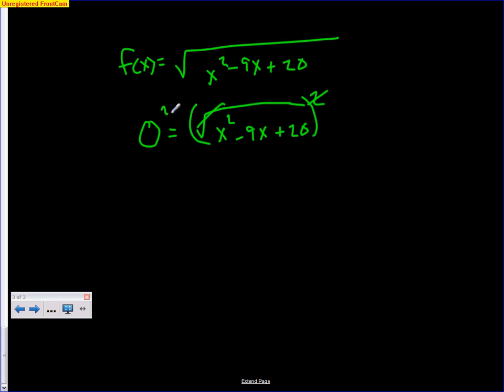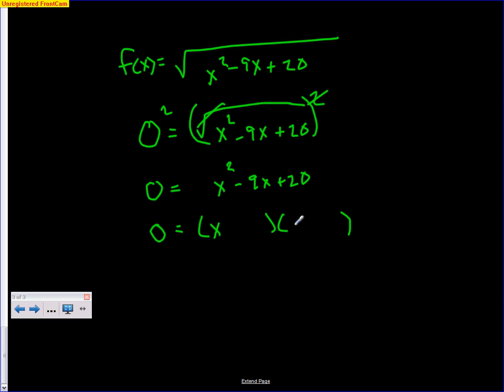But I got to square this side too. That's easy. 0 squared is 0. So I get 0 equals x squared minus 9x plus 20. And once again, I got to solve this by either the quadratic formula or factoring. You cannot solve this using any traditional methods.